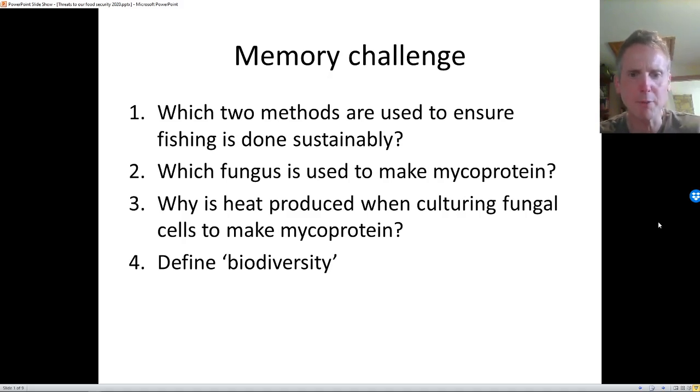Number three, why is heat produced when culturing fungal cells to make mycoprotein? Well, I'm in desperation now. I can't think of the answer. What's the answer? Oh, yeah, they do lots and lots of respiration. Remember, we bubble air through. So they do aerobic respiration. And aerobic respiration releases lots of energy.